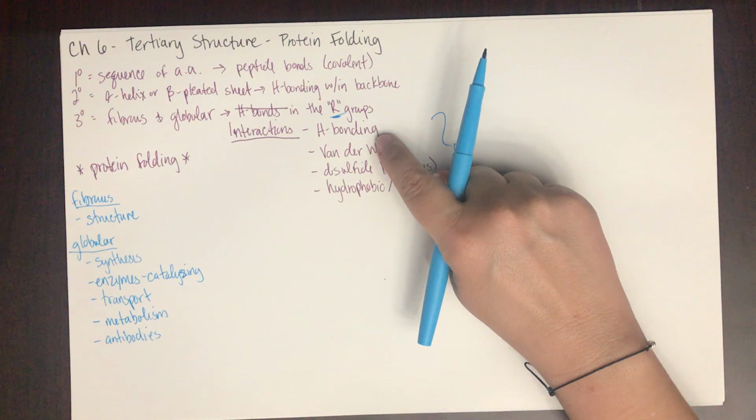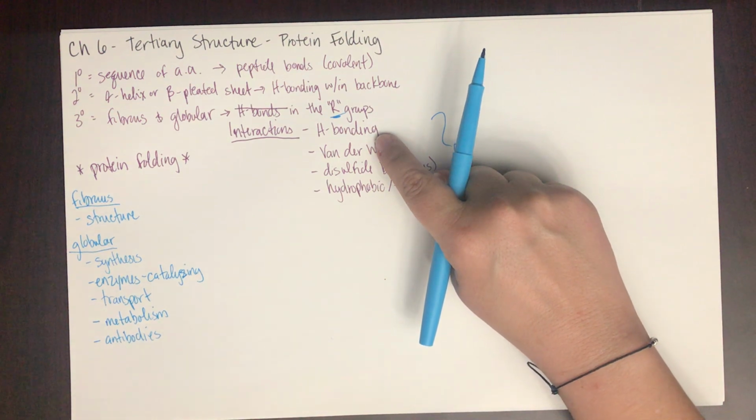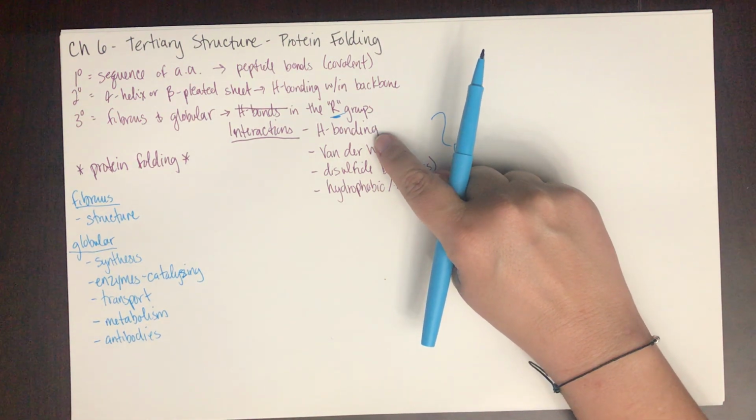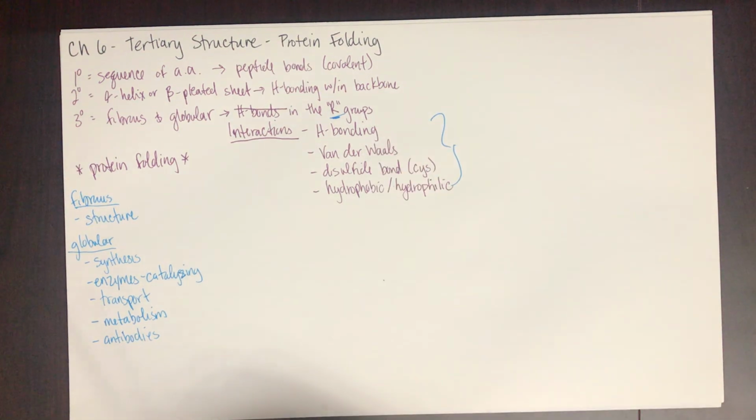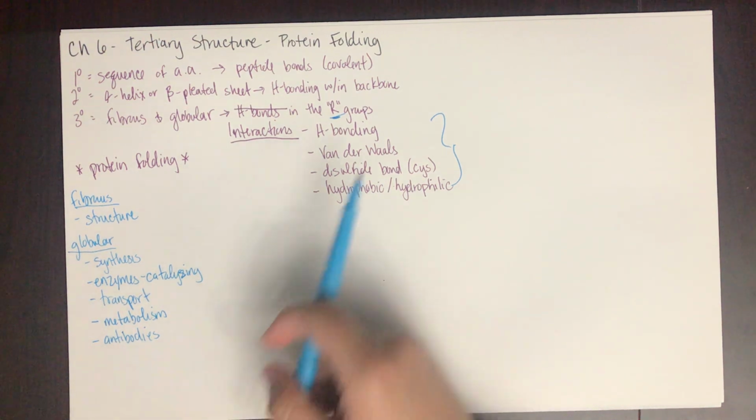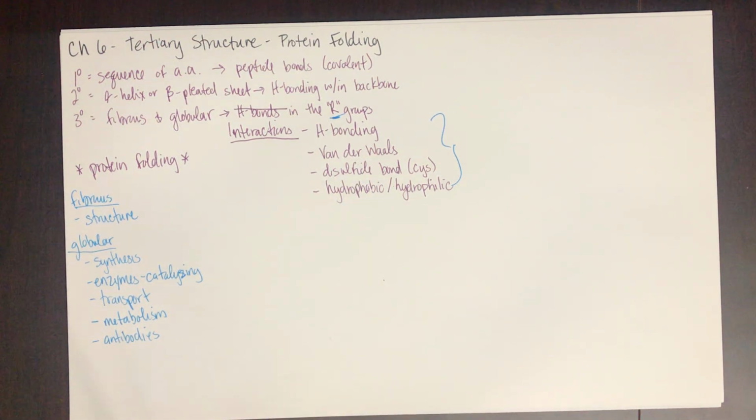Hydrogen bonding is going to happen between the amino acid R groups. We're not talking about hydrogen bonding between the backbone anymore. We're talking about hydrogen bonding between the R groups. So hydrogen bonds will form. We'll have van der Waals interactions between positively and negatively charged amino acids. We'll have disulfide bonds between cysteines. And that is going to form the protein with the lowest free energy.